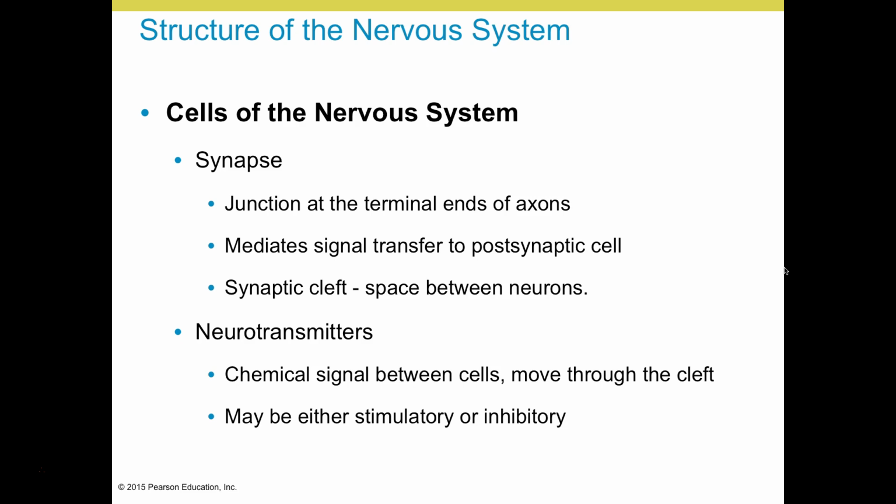What is a synapse? The synapse is when you actually send a signal from one neuron to the next one through the synaptic cleft. And your neurotransmitters are where the chemical signals between cells move from one side of the cleft to the other.